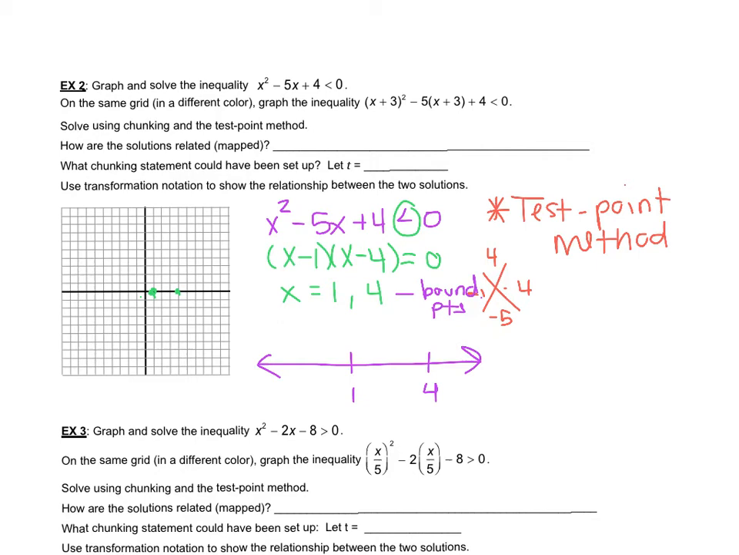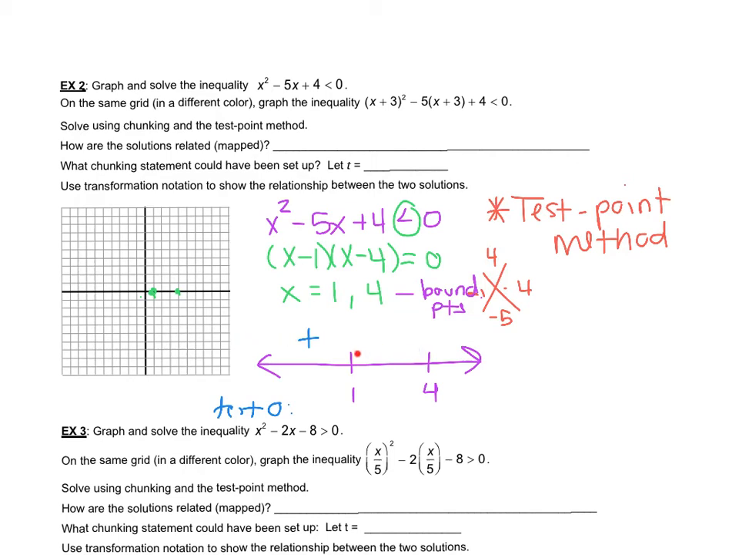So for example, if I test 0, I'm plugging 0 right back into my original inequality, or I could plug it into the factored form, it doesn't matter. So if I plug 0 in for x, I would have negative 1 times negative 4, and that results in a positive number. So I'm going to put a plus sign right there that tells me that this quadratic is positive as long as x is less than 1.